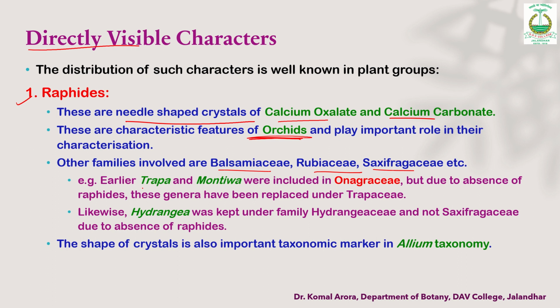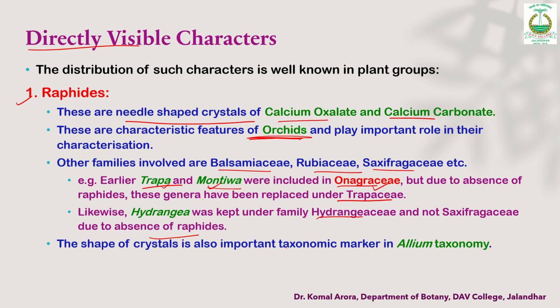For example, earlier Trapa and Monteva were included in family Onagraceae. But due to absence of raphides, these genera have been replaced under Trapaceae. Because all the members of Onagraceae have raphides. But since both these plants were not having raphides, they have been kept under Trapaceae. Similarly, Hydrangea was kept under family Hydrangeaceae and not Saxifragaceae, again because of the absence of raphides.